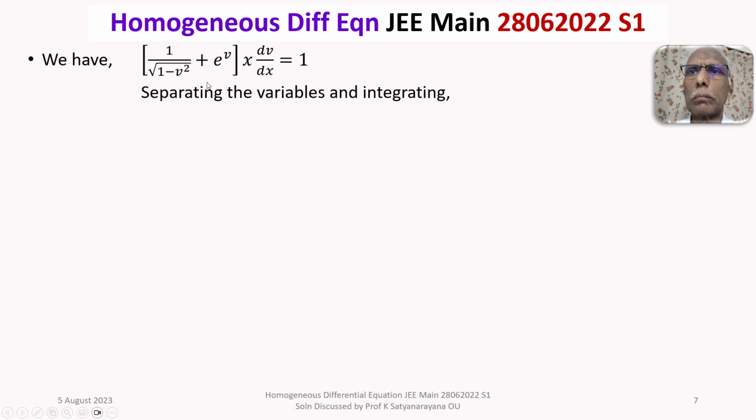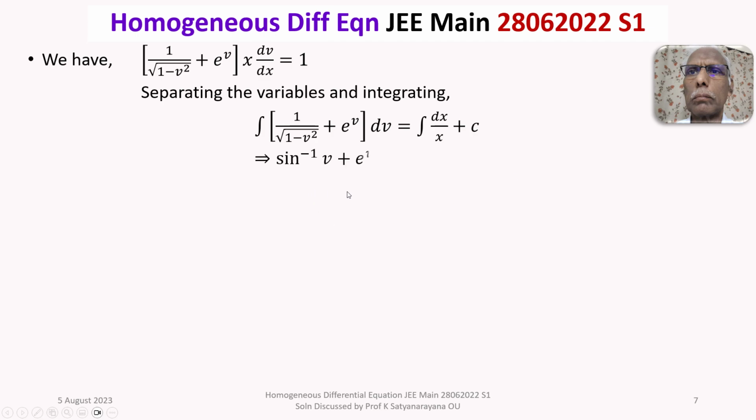So if you separate, then it will be the integral of 1 by under the square root of 1 minus v square plus e to the power of v in brackets dv. So v terms on one side, integrate, is equal to x terms on the other side. That is the integral dx by x plus c, where c is the constant of integration to be evaluated with the given condition. Agreed. So the integral of 1 by under the square root of 1 minus v square is sine inverse v, plus the integral of e to the power of v is e power v only, is equal to the integral dx by x, which is ln x plus c.